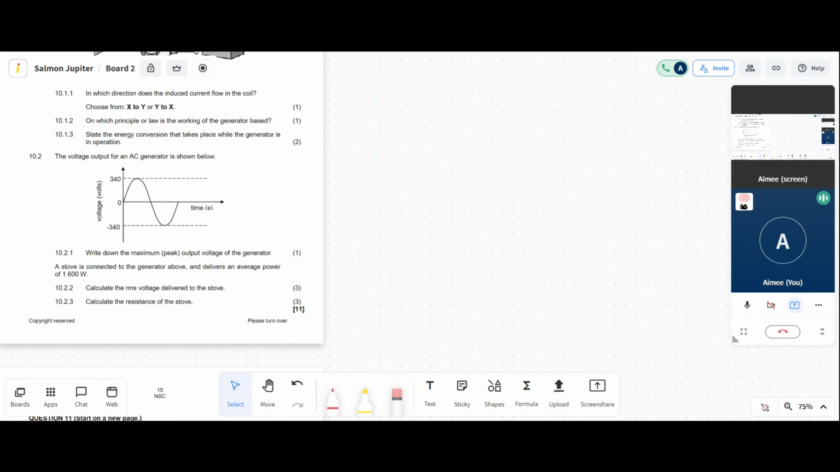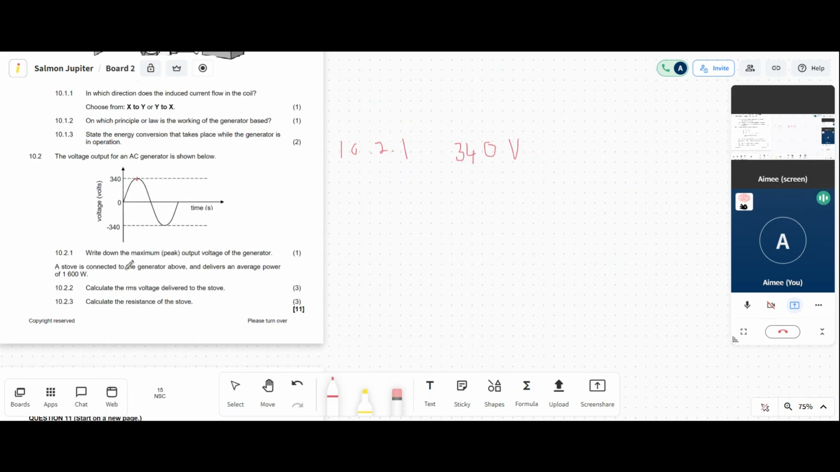Next question, 10.2. The voltage output for an AC generator is shown below. 10.2.1, write down the maximum or peak output voltage of the generator. So this is easy. Okay, where's the peak on this graph? Where's the maximum point on this graph? This is your peak. This is the highest point on your graph. So 10.2.1, your answer is 340 volts. It's the peak on your graph. It's not a trick question. Okay?